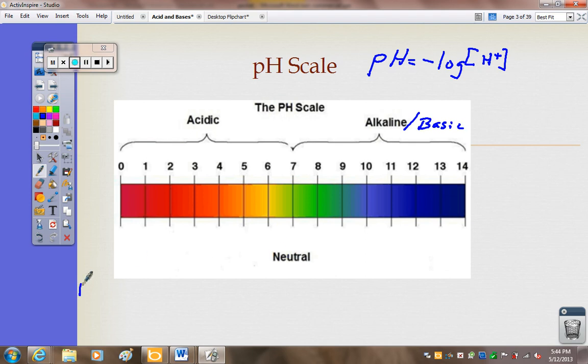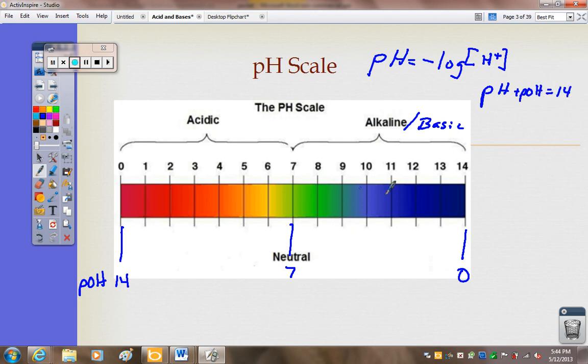There's also a scale called a pOH scale. It's the exact opposite of the pH scale, in that a 0 pH is a 14 on the pOH scale. A 14 on the pH scale is a 0 on the pOH scale. And a 7 on the pH scale will still be a 7 on the pOH scale. You've probably started to recognize the trend. The trend is that pH plus pOH is going to be equal to 14.